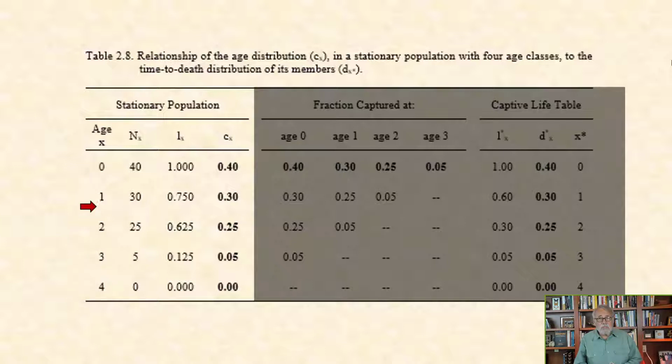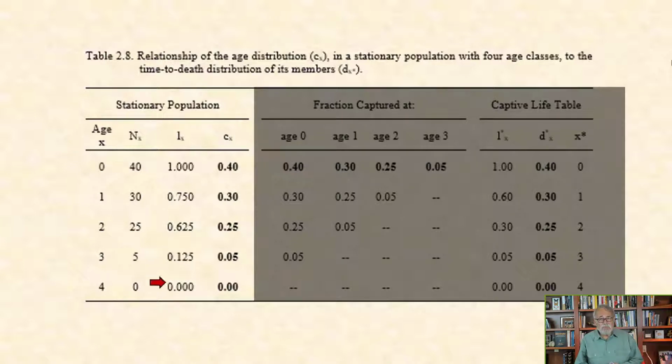Column 1 contains age X from 0 to 4. Column 2 contains NX, which gives the number in the population age X, which is identical to the number of individuals surviving to age X from the initial number of 40. This is where the population model and the life table model begin to connect.